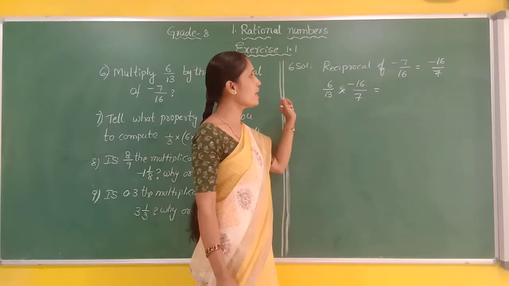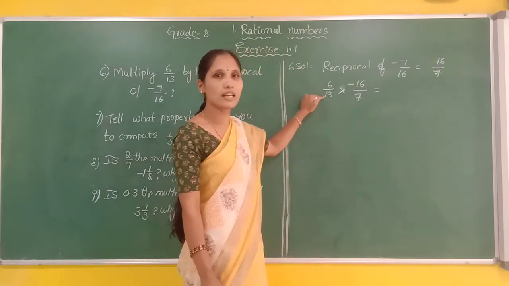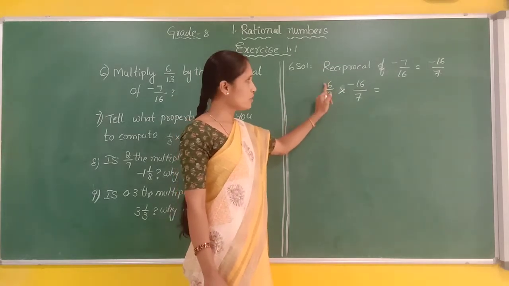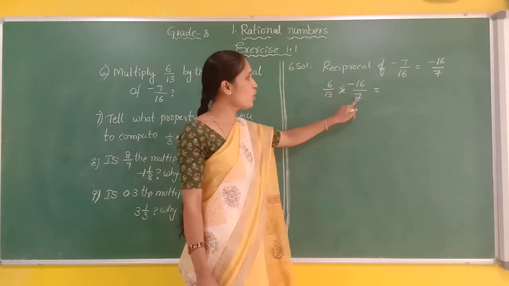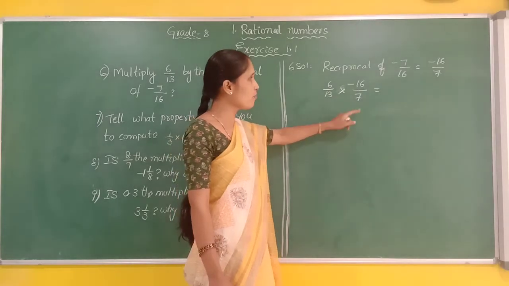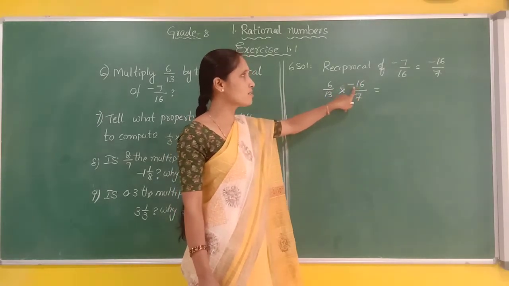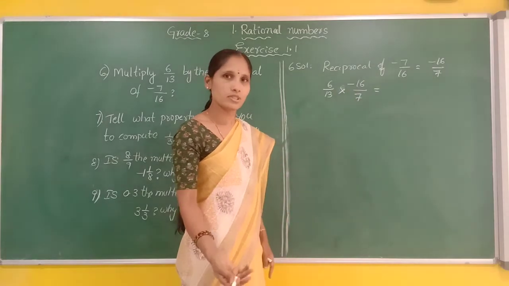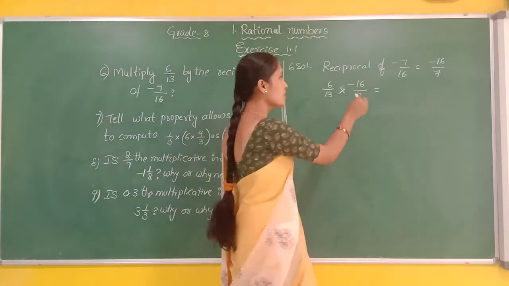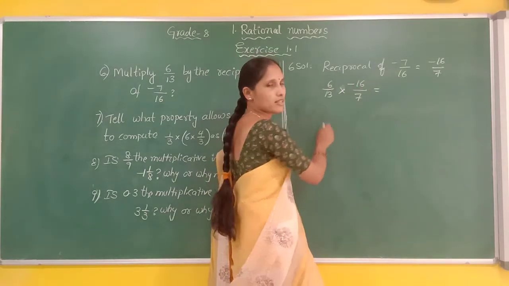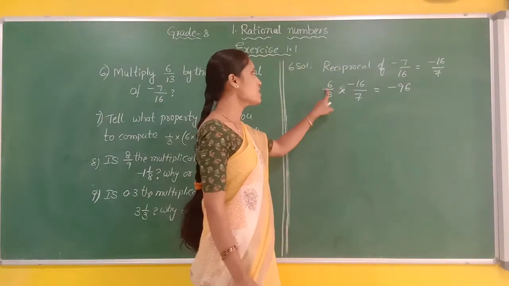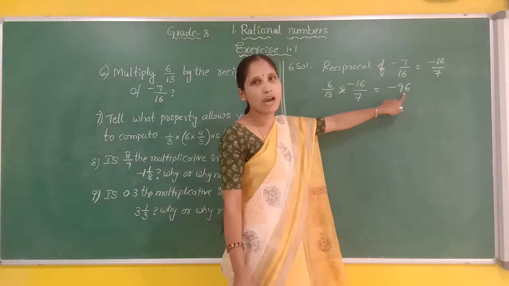Now observe children, are there any common factors? Numerator 6 and denominator 13 for cancellation? No, numerator 6 and denominator 7 don't have any common factors. We cannot cancel. Even 13 and 16 also. Then what we should do? Multiply the numerators, then multiply the denominators. The product of numerators, 6 into minus 16, is equal to minus 96.